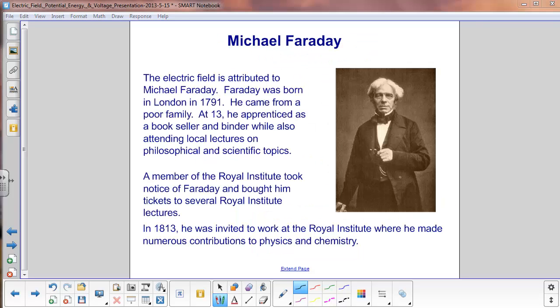Slides like this help put a human face on the physics. Michael Faraday is the person whom the electric field is attributed to. He was born in London in 1791, came from a poor family. He started out as a bookseller and binder, and we still have books around. Those are those things made out of paper that you can read and find information on. And he started attending local lectures on philosophical and scientific topics. Fortunately, somebody took notice of him, brought him into the Institute, and then he made numerous contributions to physics and chemistry. And it'd be great to look him up and see what else he has done for those 2 topics.